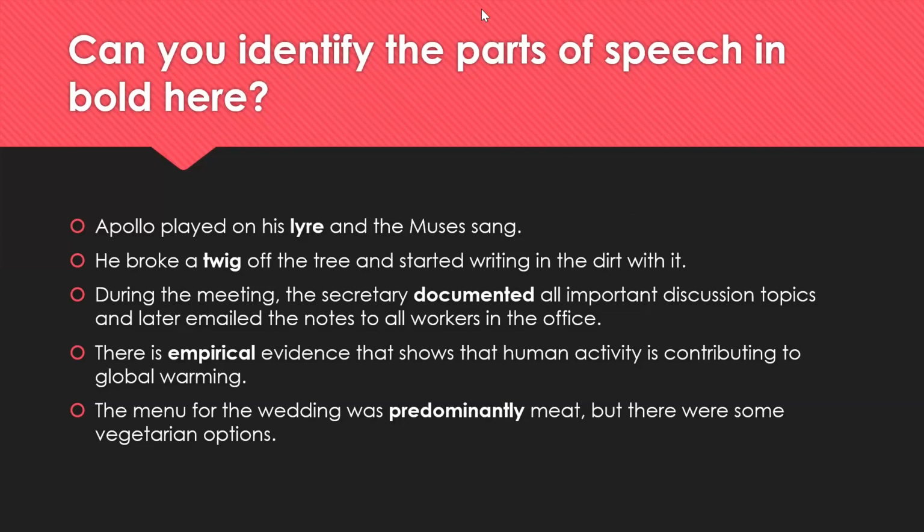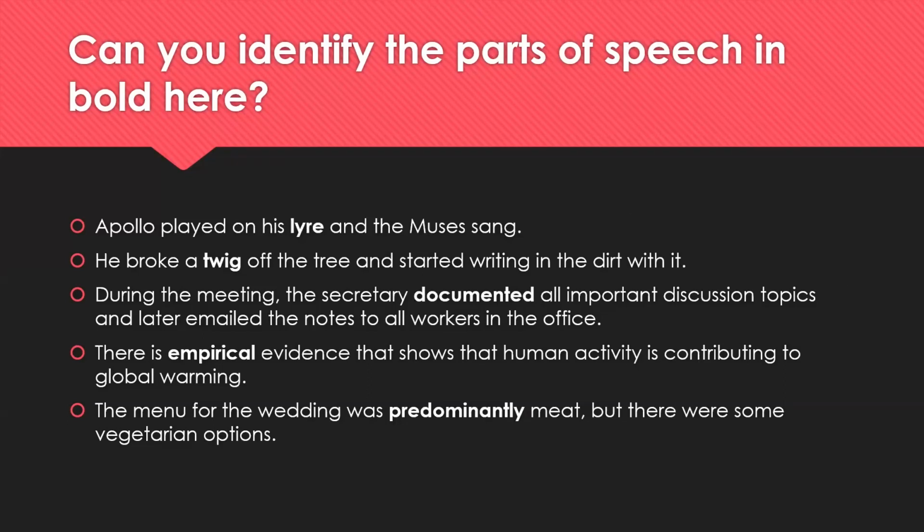Does anyone actually know what a lyre is? Or can we kind of guess what it is based on the rest of the sentence? Well done. It's a stringed instrument. Yes, it's kind of like a harp, I believe. Good. And you can obviously use the rest of the context to help you. Played and sang. We know that it's going to be something musical. Brilliant.